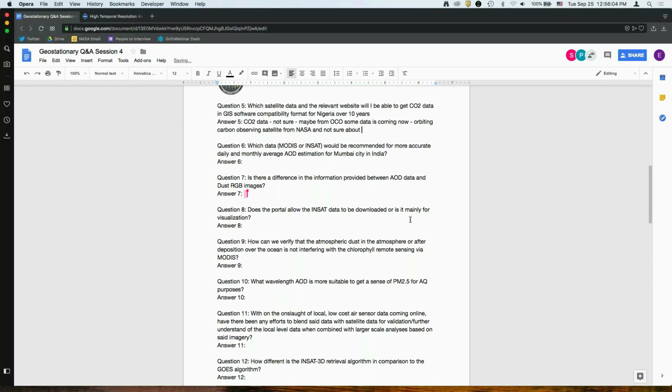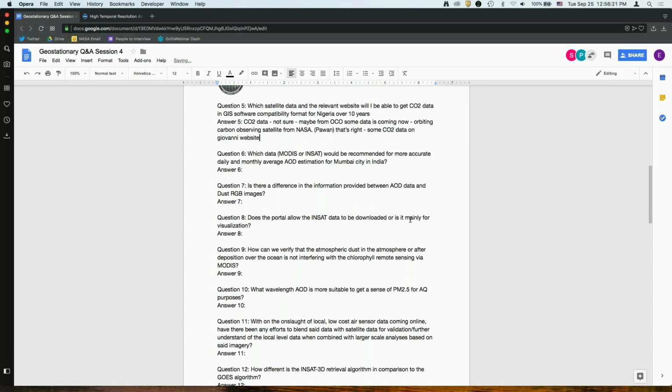Pawan, if you would like to add to this. No, that is fine. We have some CO2 data on the Giovanni website. So if you want to look, you can look at that. But those are from model reanalysis.